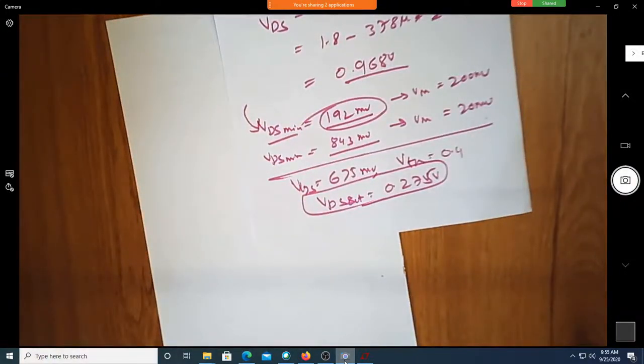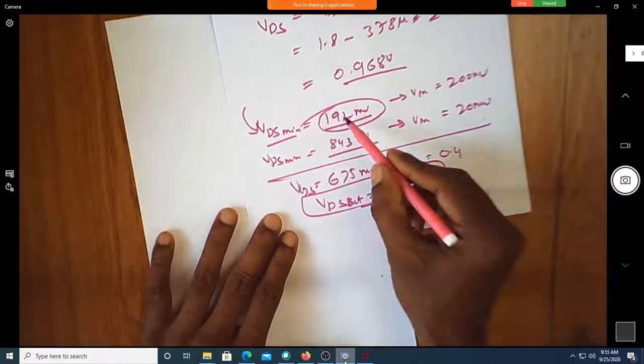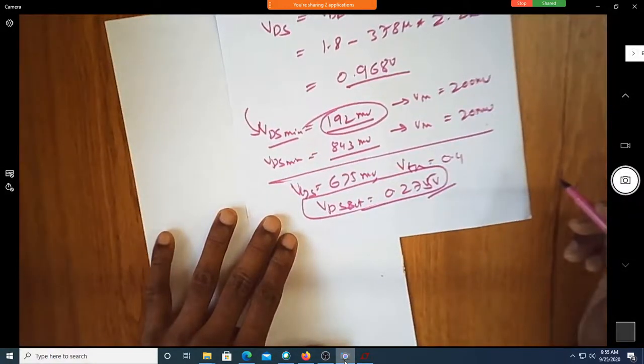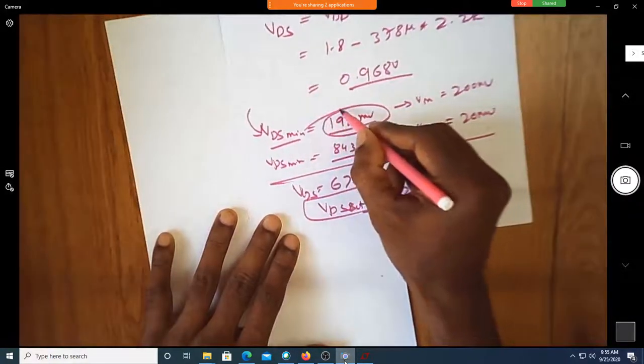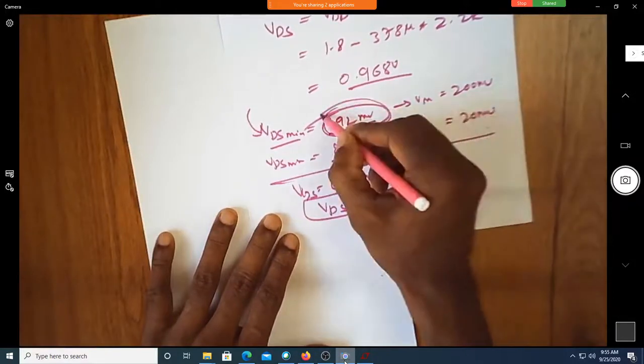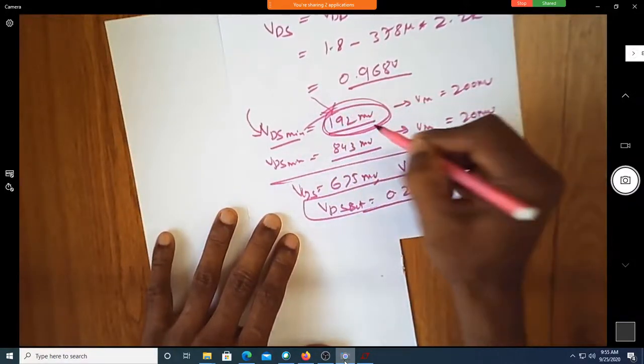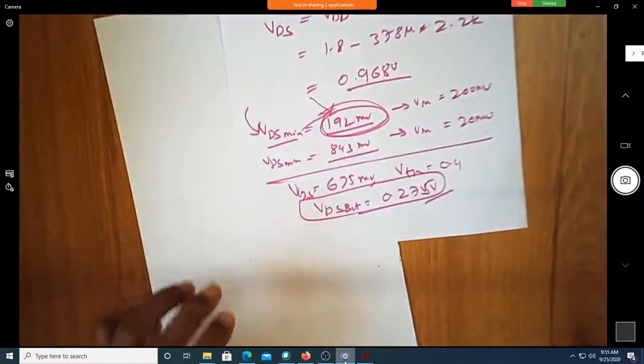What is the region of operation when the VDS is 192 millivolt? Is it more than 275 millivolt or less than 275 millivolt? Less than, sir. It's a linear region. So the MOSFET has entered into the linear region. That's why I was not getting the proper gain.